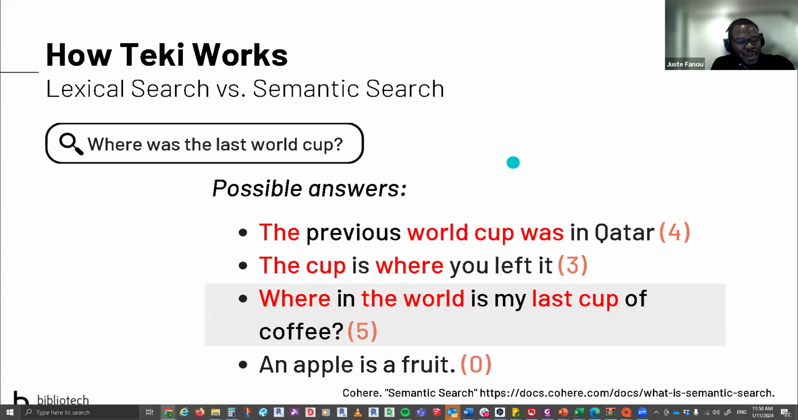The issue with this, though, is that if we have things that are spelled exactly the same but mean different things, then we could have false positives, right? So if I say where was the last World Cup and I have these as possible answers: the previous World Cup was in Qatar, same as previous, 4 matches. The cup is where you left it, right? This is probably not talking about the World Cup, but it has 3 matches. And then if I also have a sentence that says, where in the world is my last cup of coffee? This has 5 matches, which is actually technically more than the answer talking about the previous World Cup being in Qatar, right? So if I use purely lexical search, then this is likely going to be my most likely candidate for a possible answer. So we can clearly see that there are limitations to using this method.